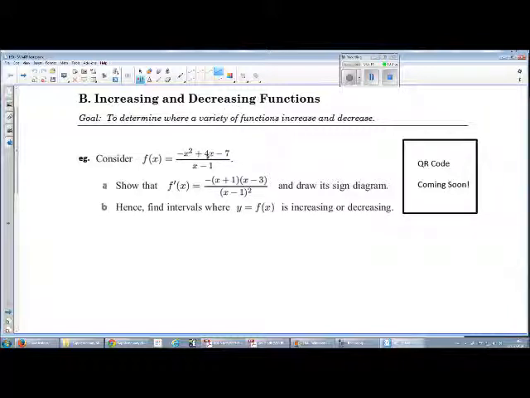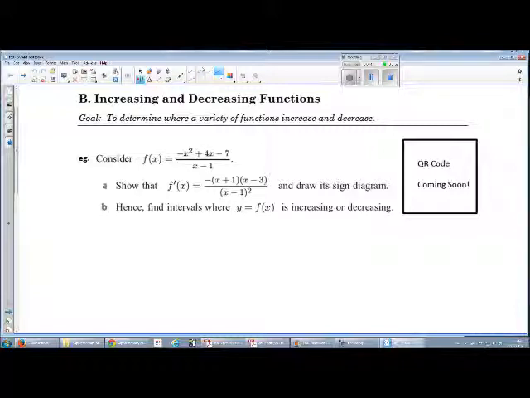So in this example, we're going to consider the function f of x equals negative x squared plus 4x minus 7 all over x minus 1. What we want to do is show, for part A, that the gradient function equals negative x plus 1 times x minus 3 all over x minus 1 squared, and then we're going to draw its sign diagram. Okay, so if we're in charge of showing that this derivative is so, I guess we should take the derivative.